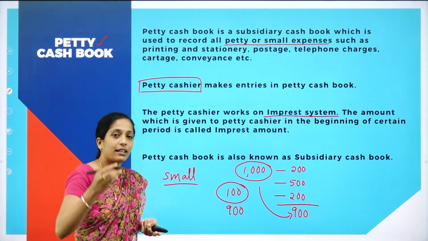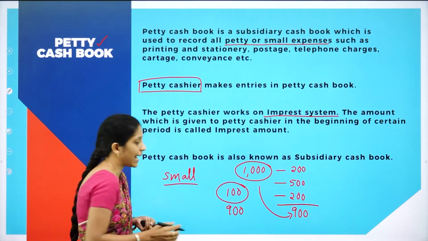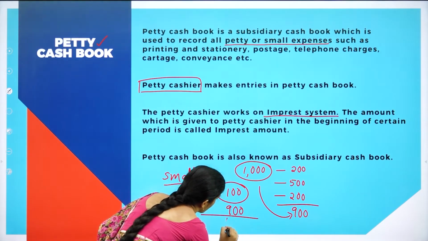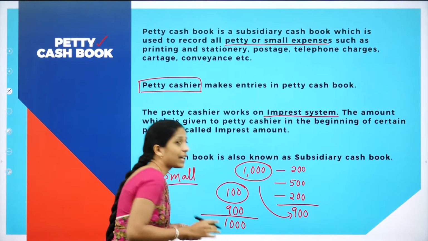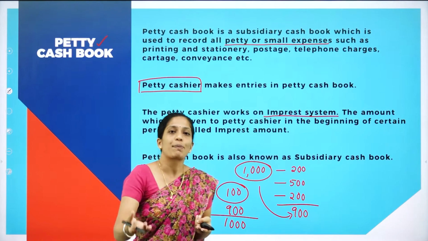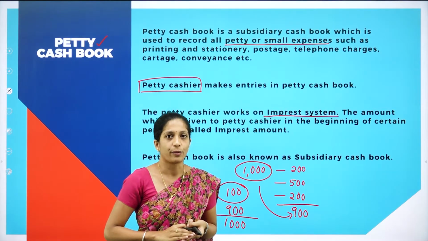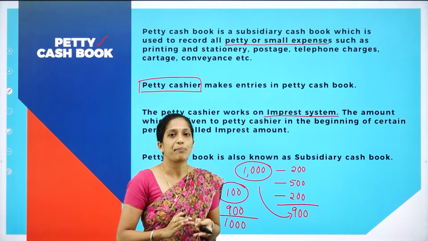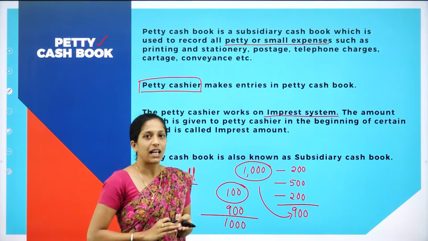So that at the beginning of next month, this petty cashier will have a total of 1000 rupees in his hand, so that he will look after the expenses of next month also. Clear? So this is about the imprest system. So what do you mean by imprest system?